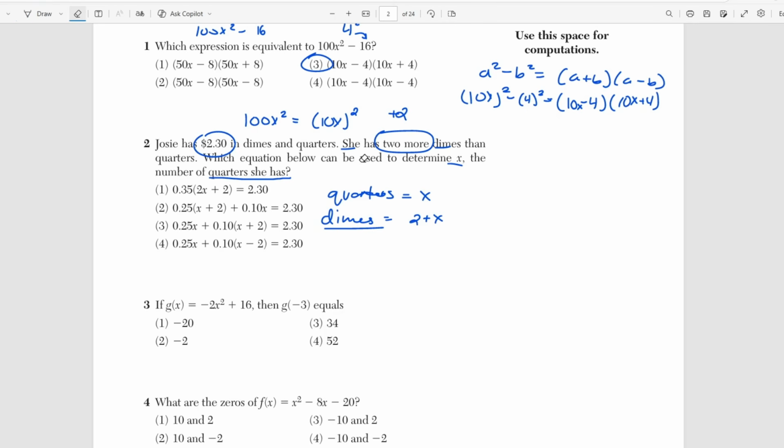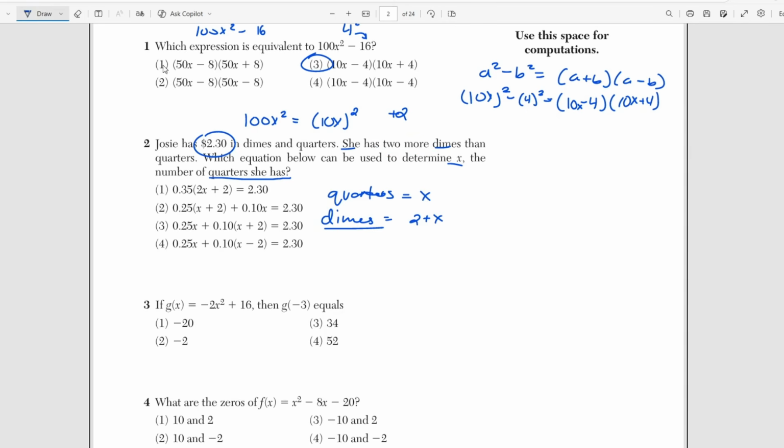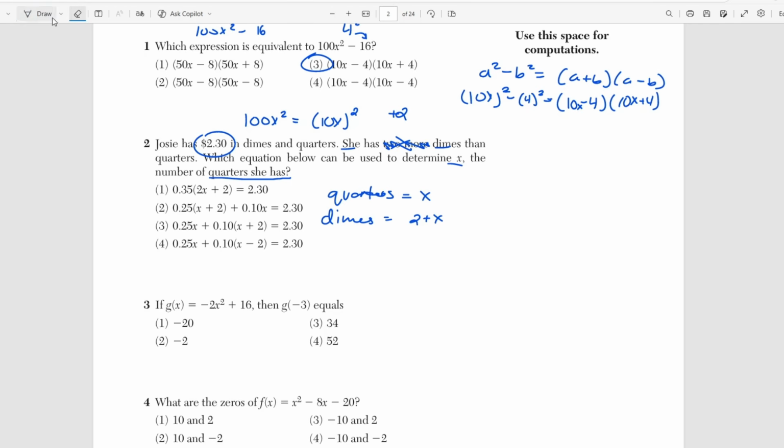A trick that I like to do to never get confused about wording is I like to remove the math from the sentence. So remove the numbers. She has dimes, okay? Remove the 2 more. She has dimes means that you're going to write something that is equivalent to the number of dimes that she has, okay? So now we just have to combine these two equations together.